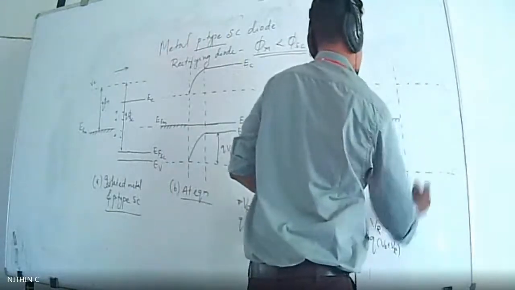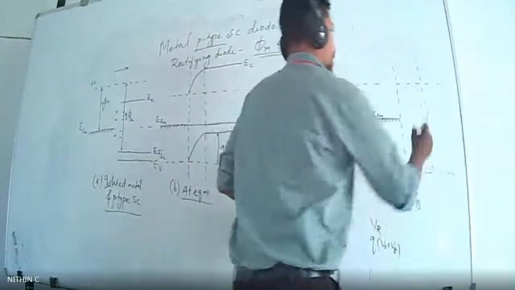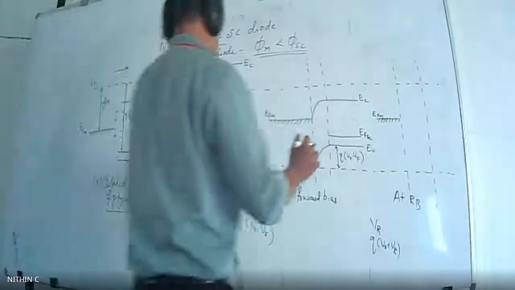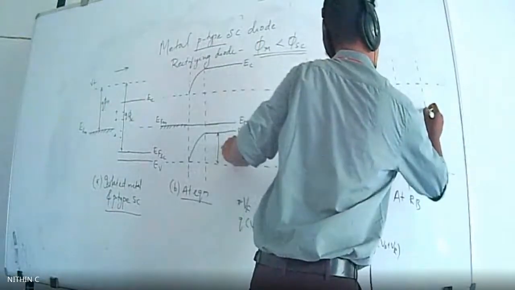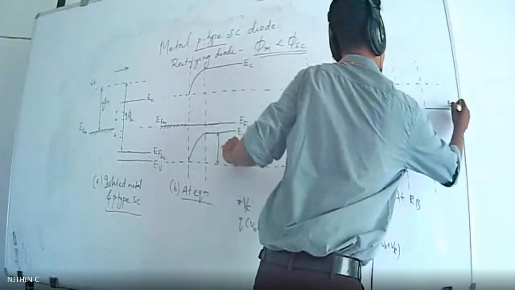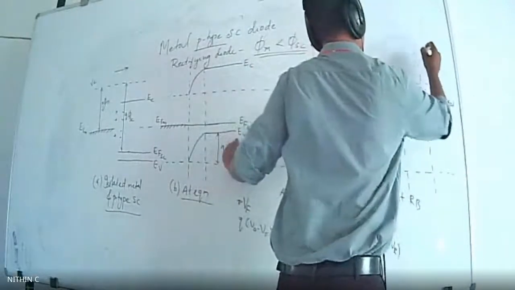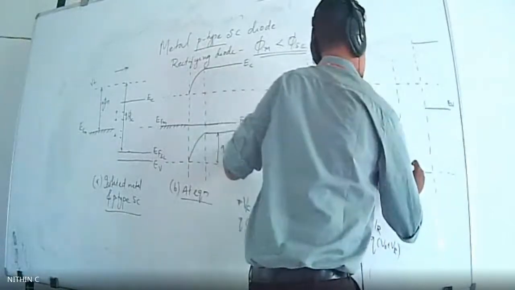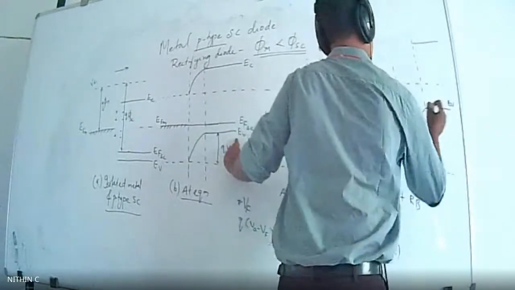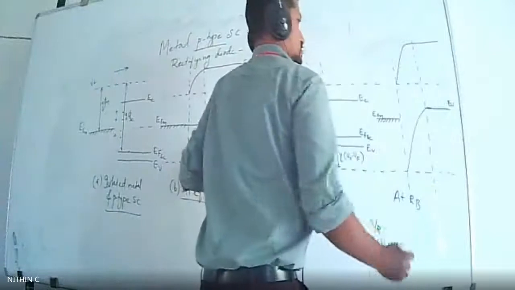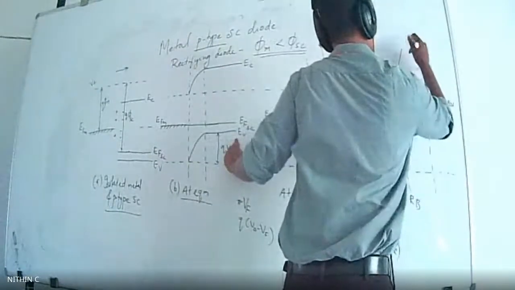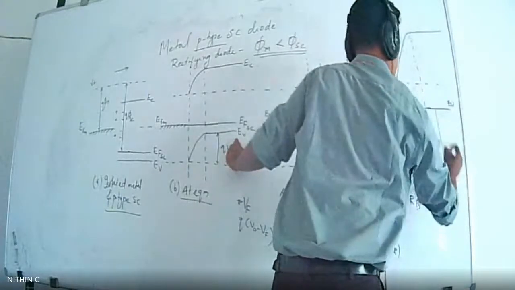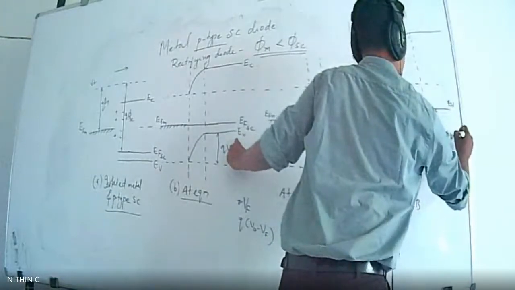So the depletion layer width is increased, and the value of Q into V0 plus VR, that is this EV, and this energy difference will be Q into V0 plus VR.